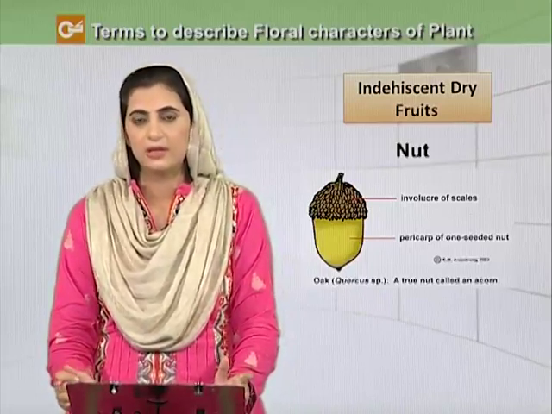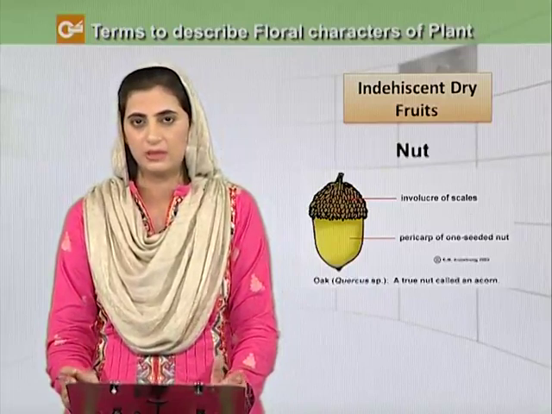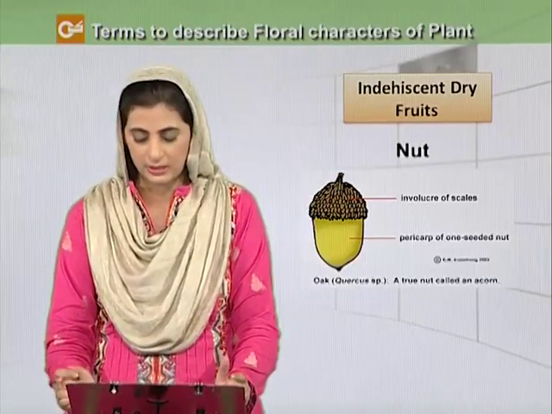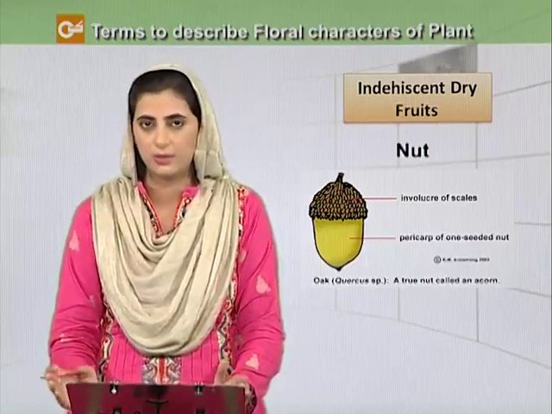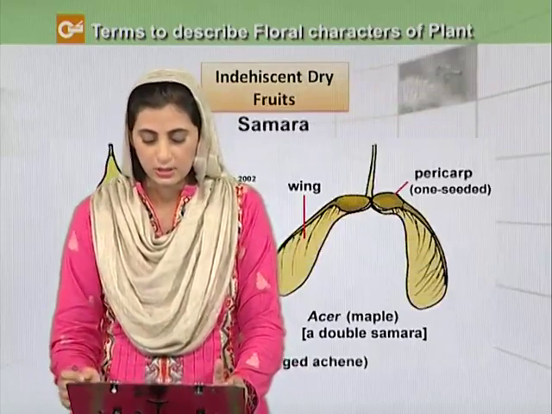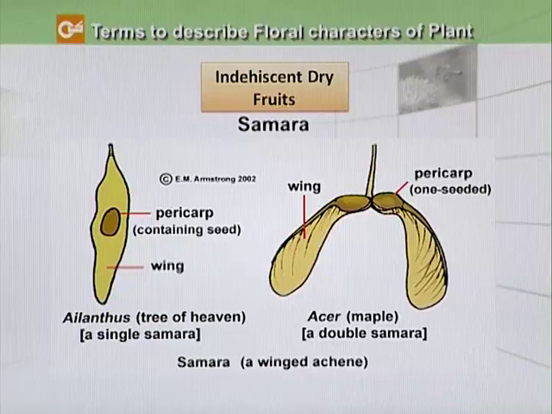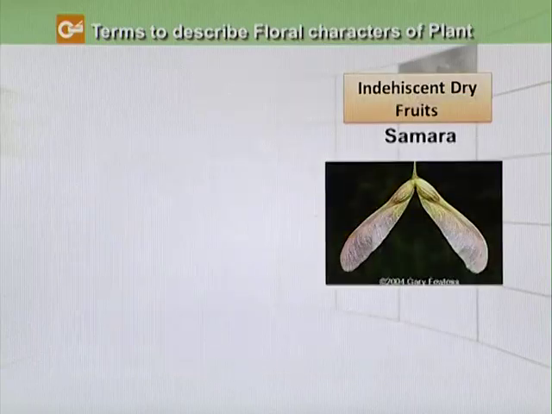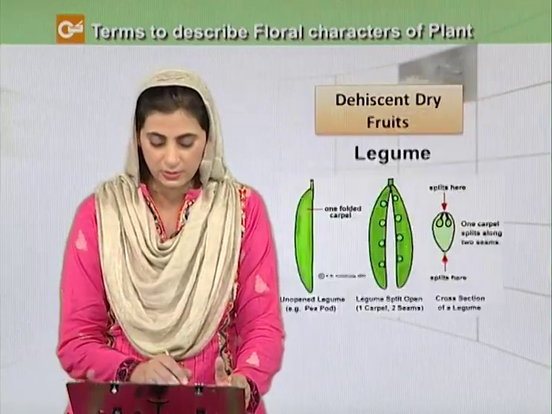And then we have nut. It is also single seeded. In this case, the pericarp is hard because of the deposition of lignin. We are familiar with various nuts like hazelnut or beech nut. Then there is another type of indehiscent dry fruit, which is samara. We can see here that the fruit wall is extended to form two wings in the case of samara. You can see here the wings of the samara fruit.